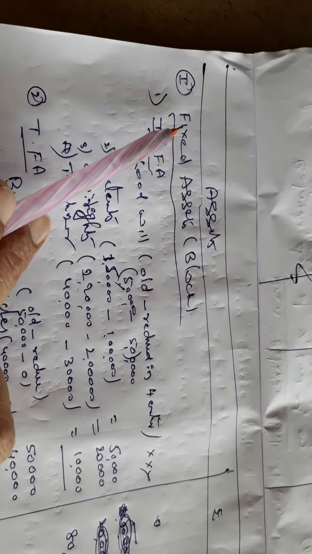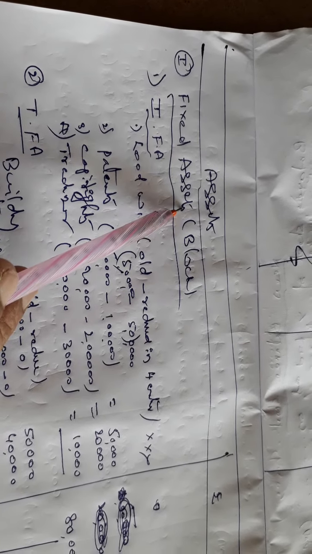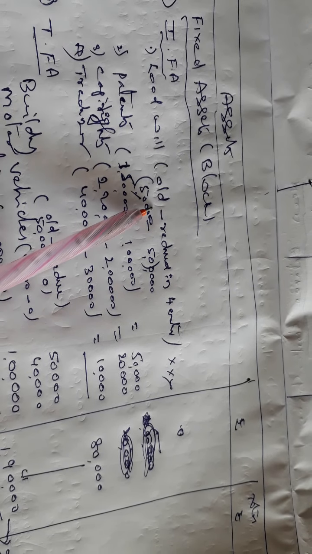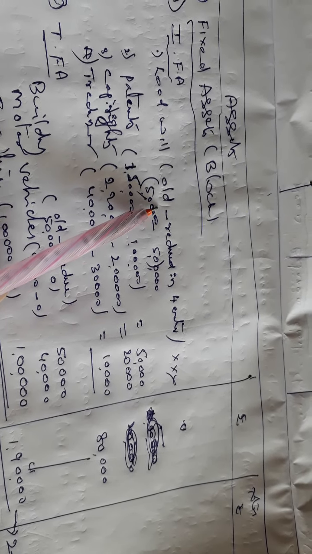On the asset side, first I take fixed assets. Fixed assets, another name called block. Under that, first I show intangible fixed assets. For example, goodwill in the old balance sheet is 50,000. When we are conducting the internal reconstruction, our goodwill becomes 0.